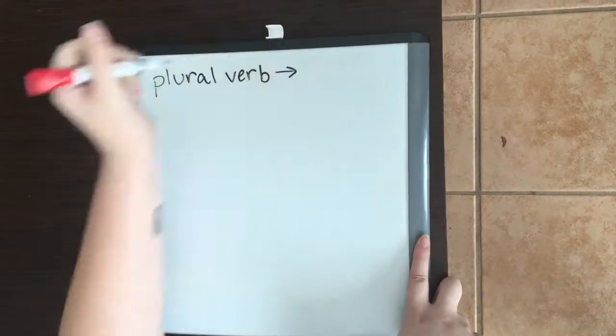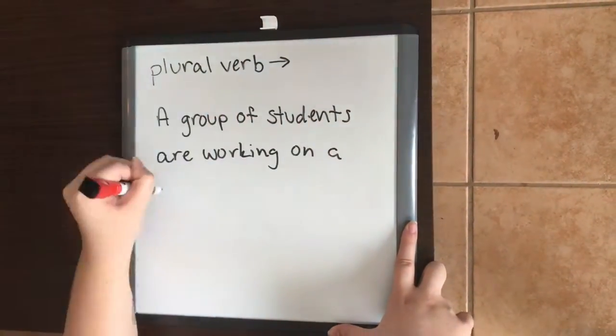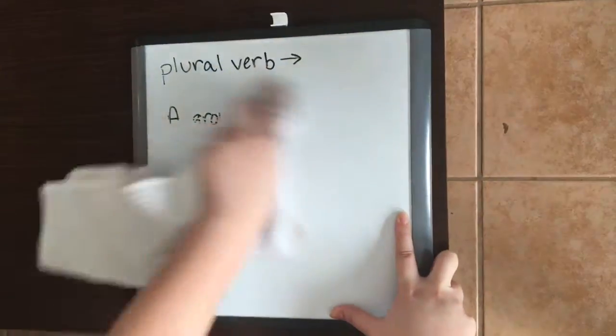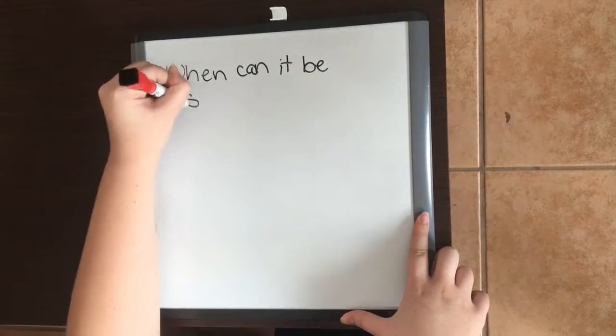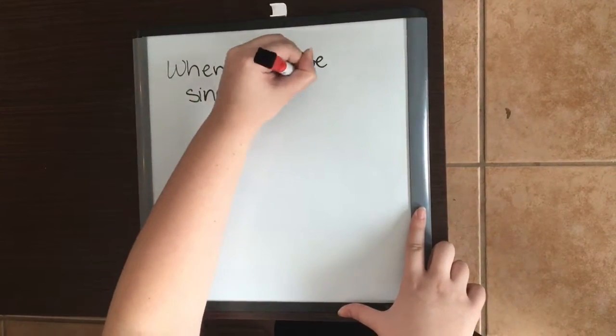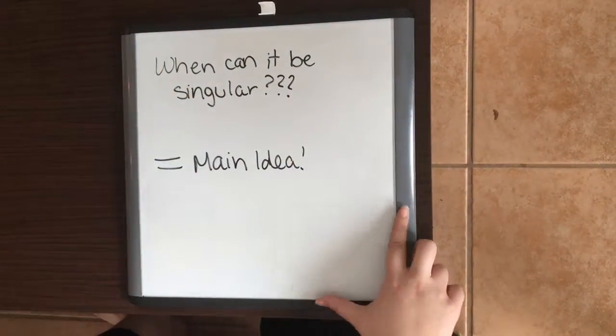Collecting noun phrases typically take a plural verb, such as in the example, a group of students are working on a project. However, if the collecting noun as a whole, rather than the individual people or items collected, imposes the main idea, then a singular verb is required.